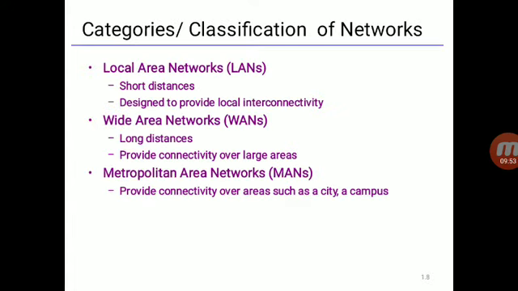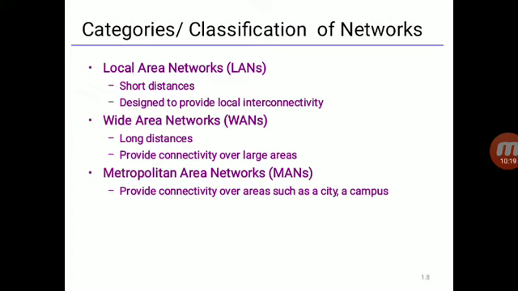Then on the basis of classification, there are three categories in which we can categorize the network. The first one is local area network, the second one is wide area network, and the third one is metropolitan area network. So simply we abbreviate them as LAN, WAN, and MAN.